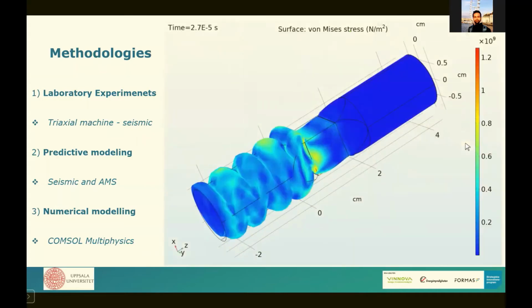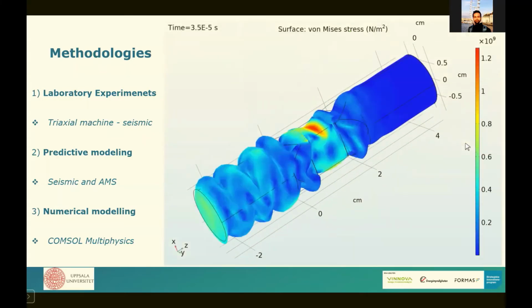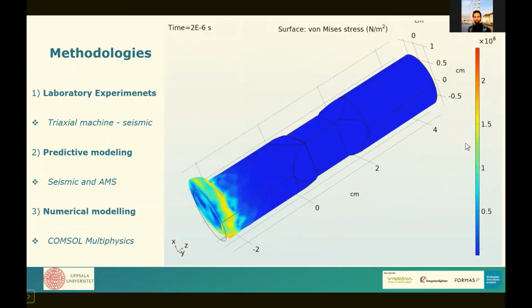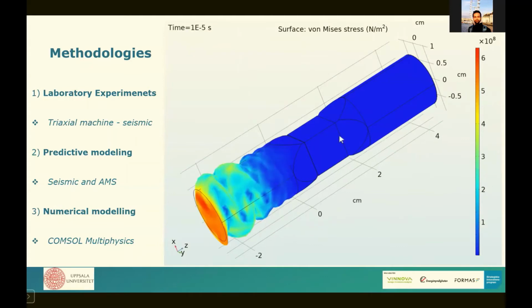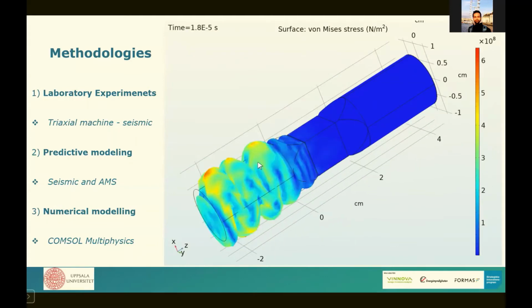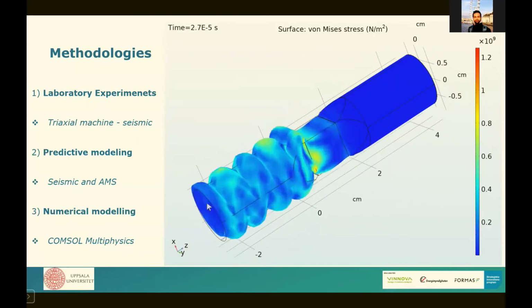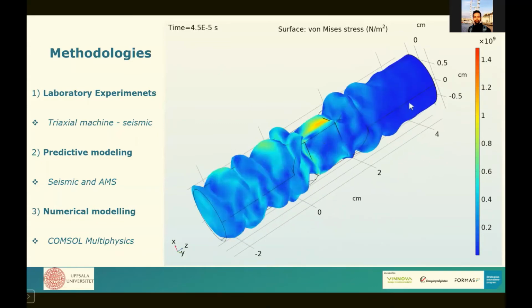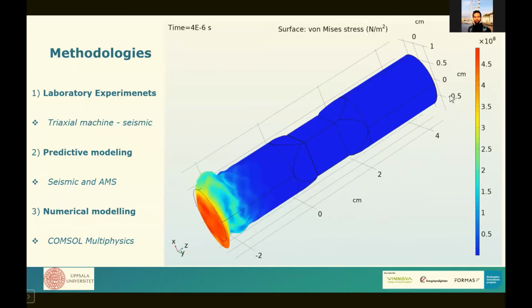Then later, here I overly exaggerate the displacement condition of such a numerical model just to present that I place the rock here and I have the two pistons. Over here, I basically send a shear wave. It will propagate through the rock sample and be received from this direction.